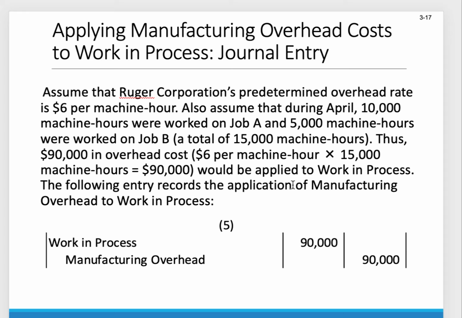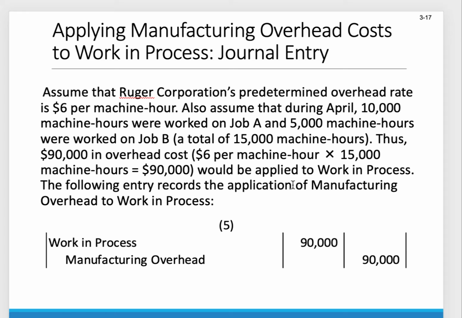Okay, so in our example here, we have a predetermined overhead rate of $6 per machine hour, right? We also assume that in April, 10,000 machine hours were worked on job A and 5,000 on job B, so that's a total of 15,000 machine hours. So what we need to do is take our predetermined overhead rate of $6 per machine hour times the actual machine hours we used in total, 10,000 for job A and 5,000 for job B. That's 15,000. We're going to apply overhead of $90,000.